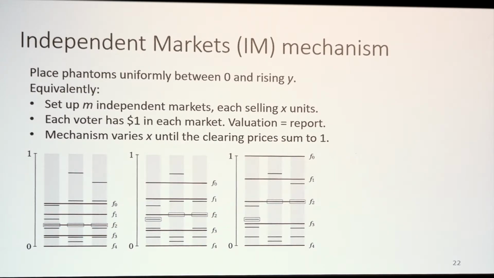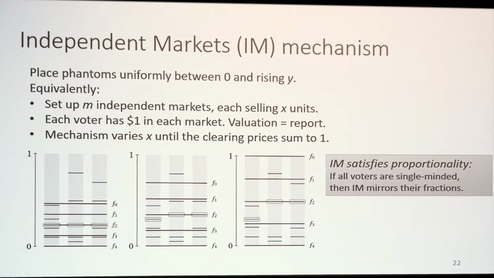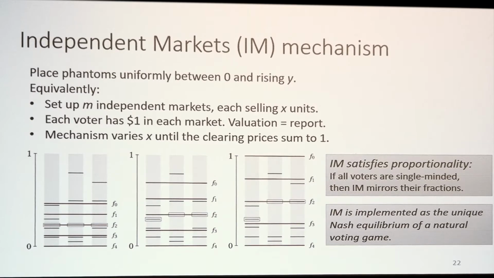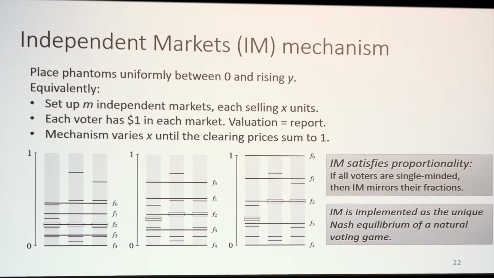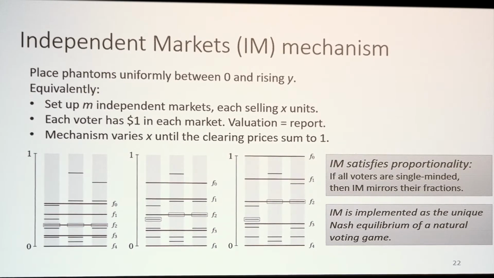It's equivalent to adjusting our upper bound on the uniformly placed phantoms. Okay, so that's kind of neat, and it's perhaps some indication that this is a natural mechanism in some sense. We can also show that this satisfies proportionality. That's a pretty simple proof when you write it down. We also have a third interpretation of this mechanism, which is that it's implemented as the unique Nash equilibrium of a natural voting game, a voting game that looks very much like range voting.